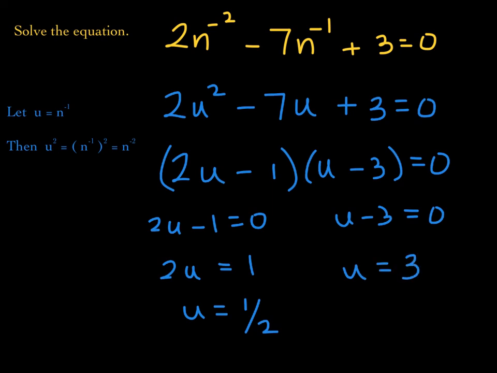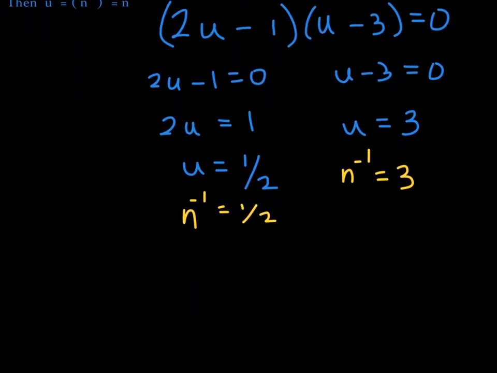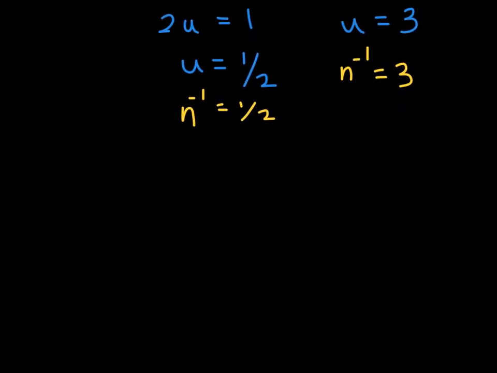Now, we have to reverse the substitution. U represents n to the negative first. So I'll replace this u and this u with n to the negative first. Now we have two equations in the original variable of n. Now we need to solve for n. So if I raise both sides to the power of -1, that will isolate my n value.